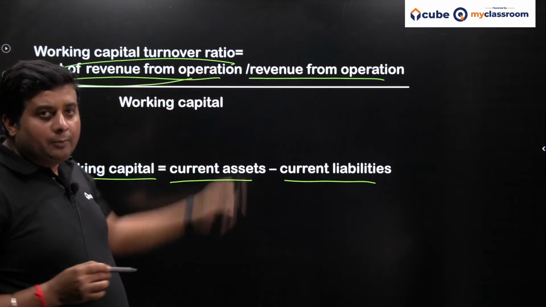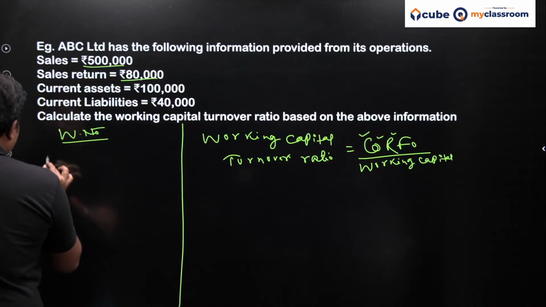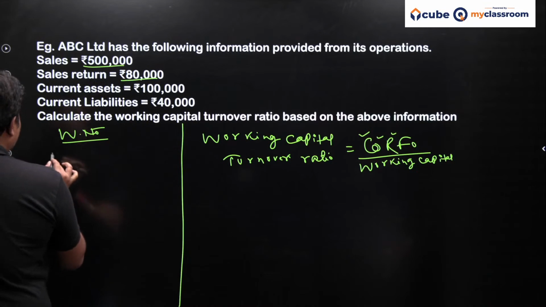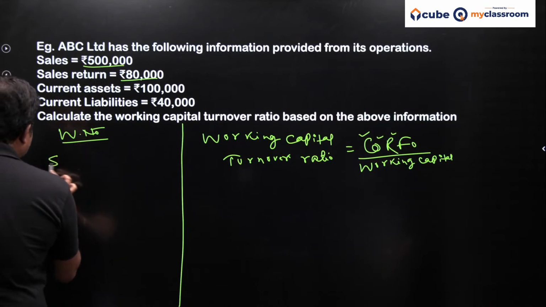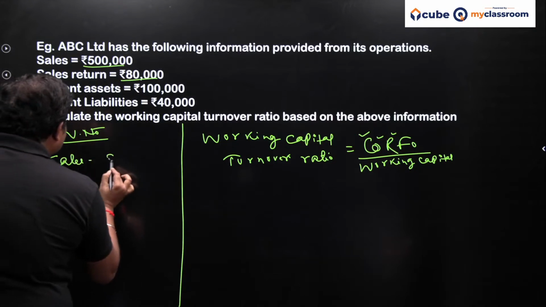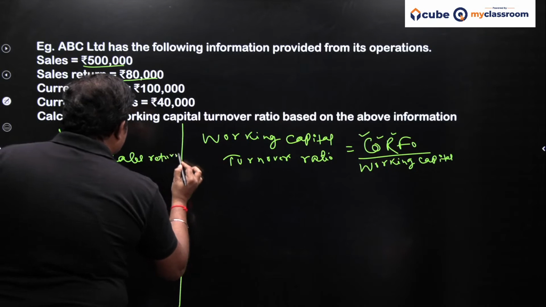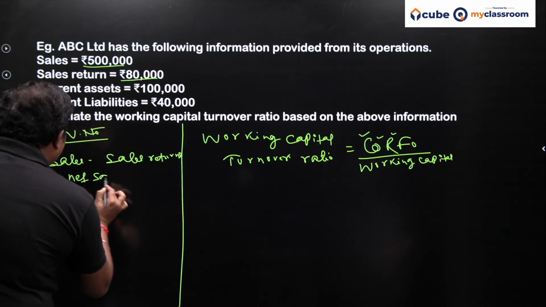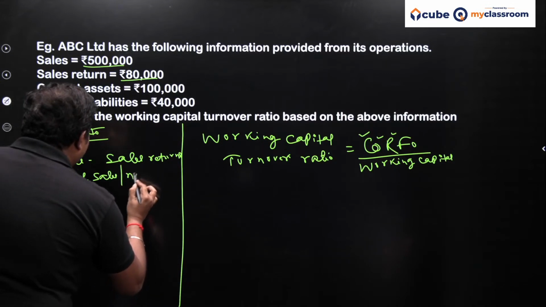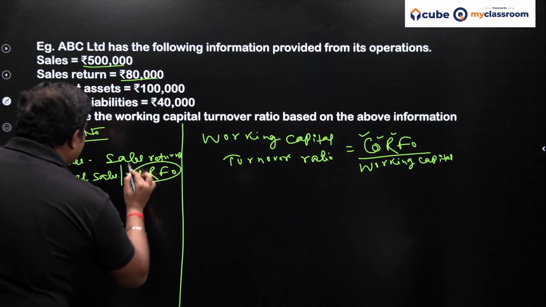So we can take the help of revenue from operation. In order to understand the net revenue from operation, what I can do is sales minus sales return, which will give you the net sales. Net sales, or we can also call it net revenue from operation, RFO.